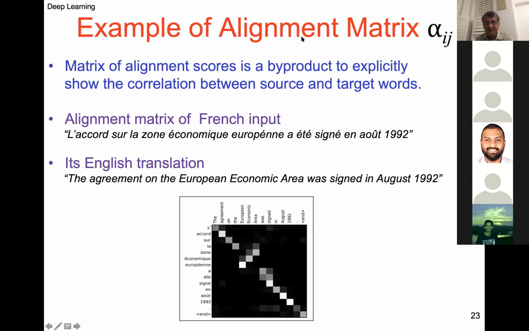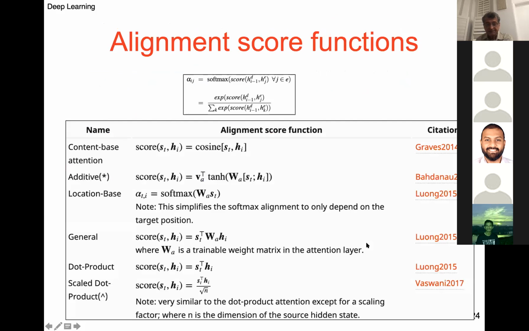Example of alignment matrix alpha ij. The matrix of alignment scores is a byproduct to explicitly show the correlation between source and target words. This is the alignment matrix of a French input and its English translation. So these are the words in English here, and these are the words in French, and it is capturing the alignment between these words. That information, alpha ij, is referred to as the alignment matrix, with values between 0 and 1. That's what's being illustrated here.